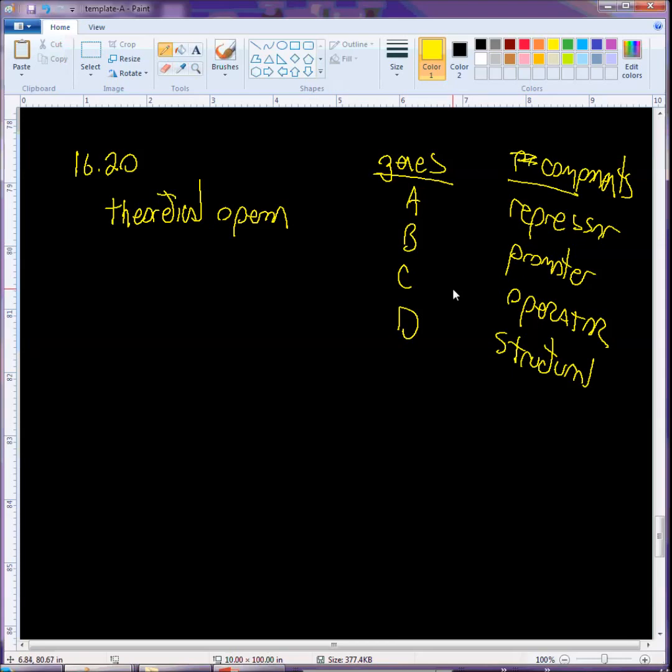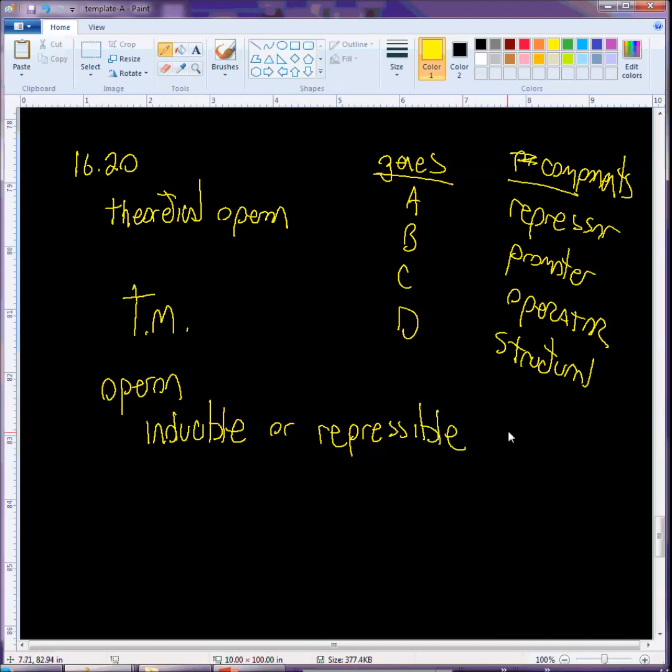So this operon is concerned with the metabolism of a theoretical molecule called TM for theoretical molecule. From the data provided in the accompanying table, first decide whether the operon is inducible or repressible. Okay, is the operon inducible, like the lac operon, or repressible, like the trp operon? Then assign A, B, C, and D to the 4 parts of the operon. Explain your rationale. And we have a couple of different symbols here.